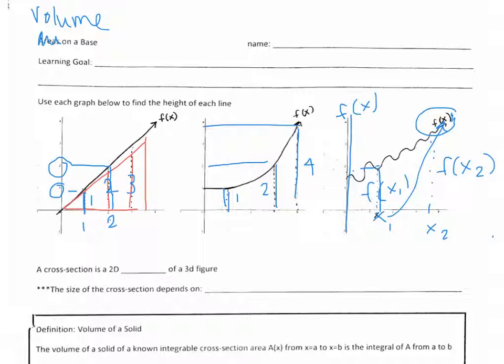So the way we figure out volumes, which we've talked about before, is we're going to look at the area of a cross-section. The cross-sections are the shapes you put on your base. For example, you could have had semicircle cross-sections, but your base was a triangle. Or you could have square cross-sections, but your base was a semicircle. Okay, so a cross-section, which we haven't even defined yet, is just a 2D slice of a 3D figure.